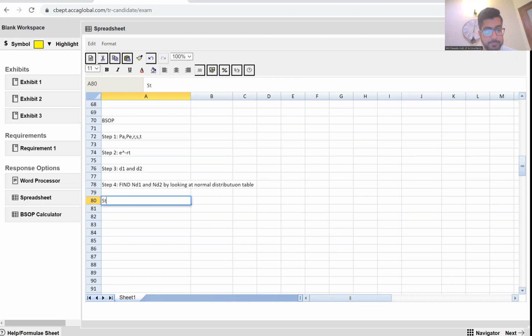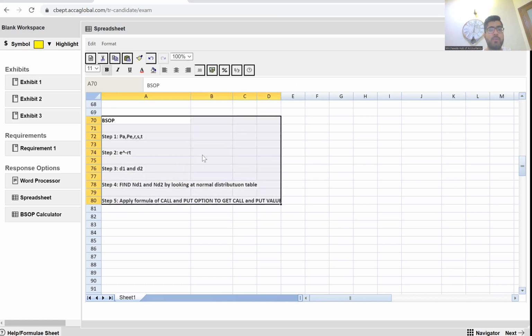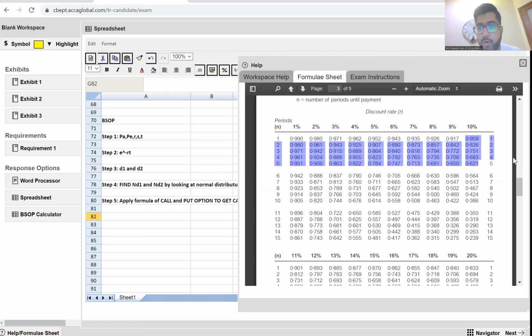And in step 5, we used to apply the long formula of call and put option to get call and put value. Okay. These are the 5 steps of BSOP, which every student has studied through me, through others. And this is how we used to solve a BSOP question. In step 1, it's a writing thing: write PA, PE, R, S, T. Then in step 2, e to the power minus RT. Then step 3, D1, D2. Then step 4, find ND1, ND2 by looking at the normal distribution table. Remember 0.5 minus from the value, and then apply the formula of call and put to get C and P value. And they were scary formulas, right?